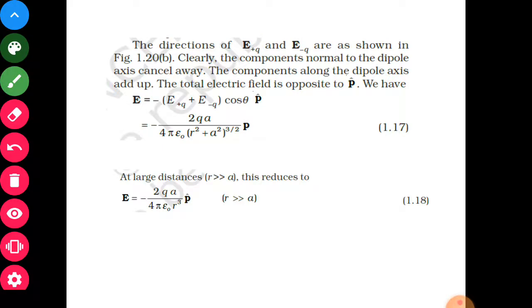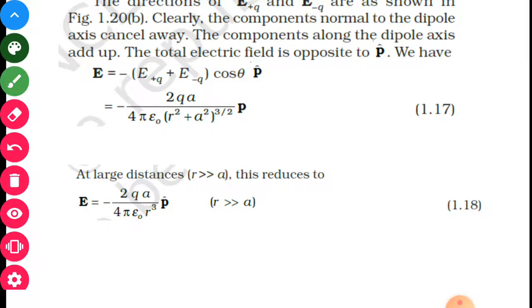If you take a very large distance, so r is much greater than a, a special case. If r is much greater than a, then neglecting this a, you will have 2qa upon 4 pi epsilon 0 r cube, because r square raised to 3 by 2 becomes r cube when a is neglected. So it becomes r cube, p cap with negative sign.